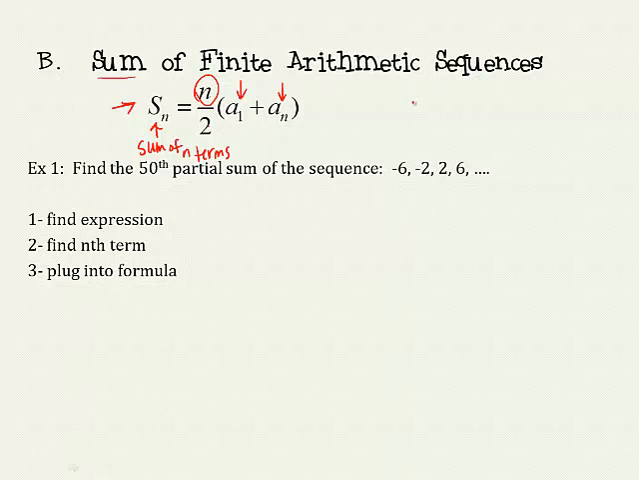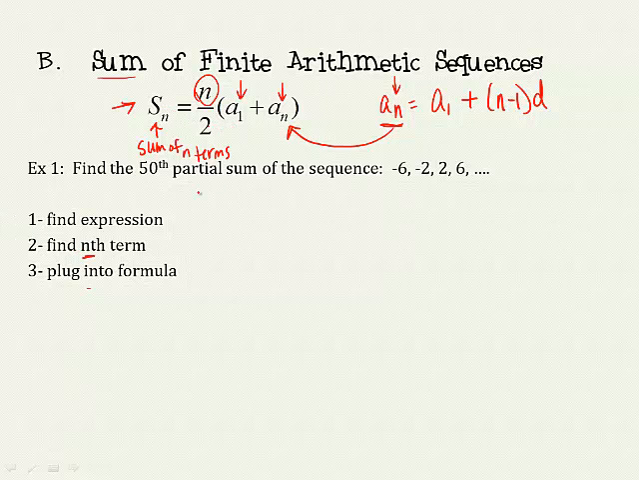If you recall, a week or so ago we found the nth term, and we said for an arithmetic sequence, the nth term was a sub 1 plus n minus 1 times d. This is on the card. So you're going to need to use this formula to find a sub n, plug it into the formula, and then you've got it. The first thing you have to do when you solve one of these is find the expression, the equation for the nth term, and then plug it into the summation formula.